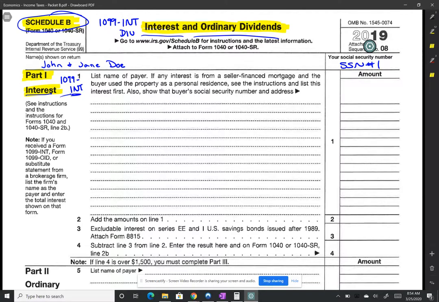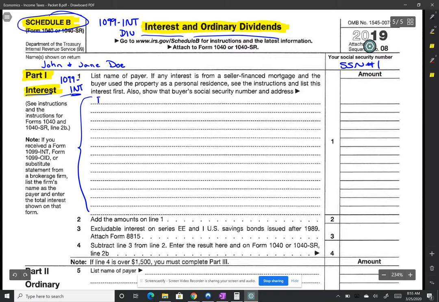I'm going to give y'all multiple 1099s because a lot of people have accounts at different banks, so they would get multiple 1099s, one from each bank. You would go in, put it in this section right here, and just follow the instructions. List the name of the payer. Well, who's paying the interest? That's the bank, so you're going to put the bank name.